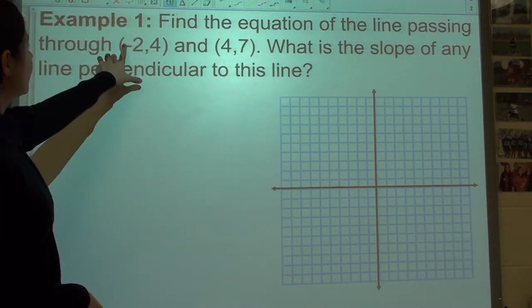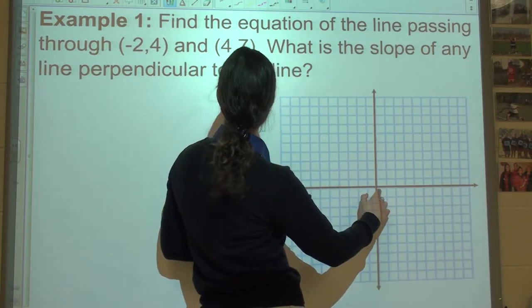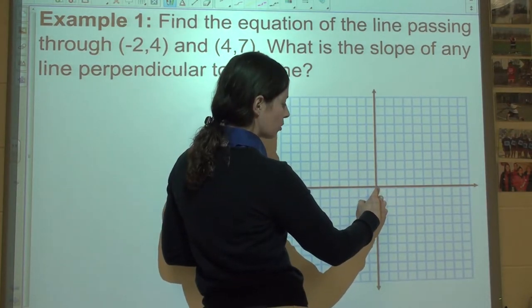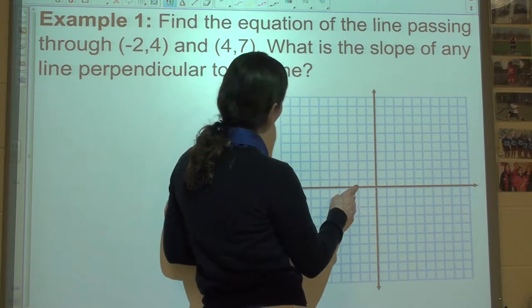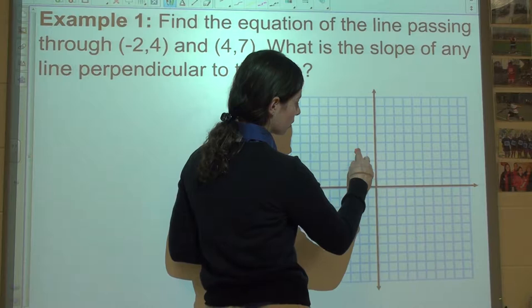So we have (-2, 4). If I start here at the center, or my origin, (0, 0), -2 means I'm going to go left 1, 2, and then +4 means I'm going to go up 1, 2, 3, 4. And I'm going to put a point right there.